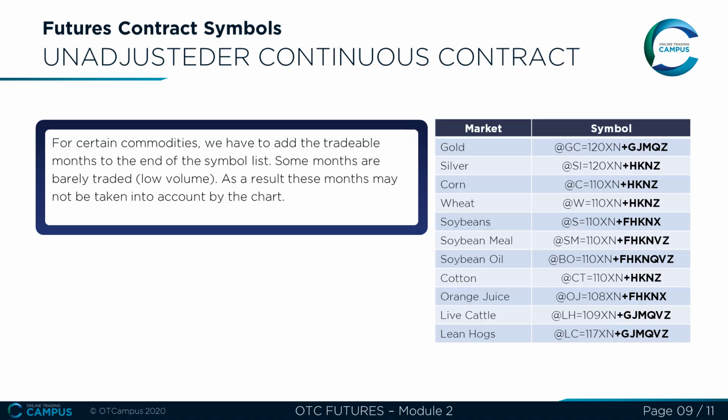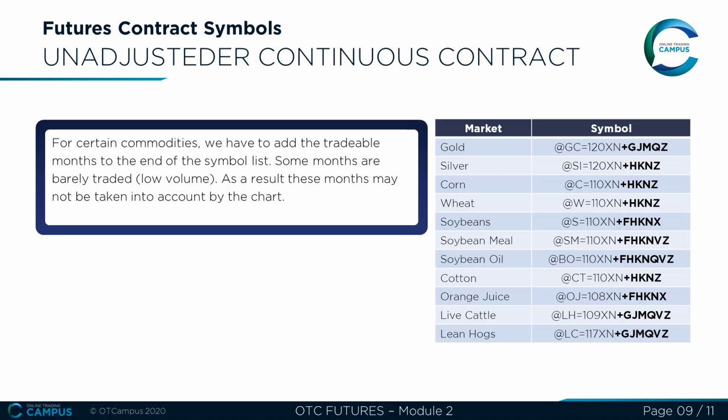And for soybeans, you use @S=110XN plus FHKNX. For soybean meal, you use @SM=110XN plus FHKNVZ. For soybean oil, you use @BO=110XN plus FHKNQVZ. For cotton, you use @CT=110XN plus HKNZ. For orange juice, you use @OJ=108XN plus FHKNX.